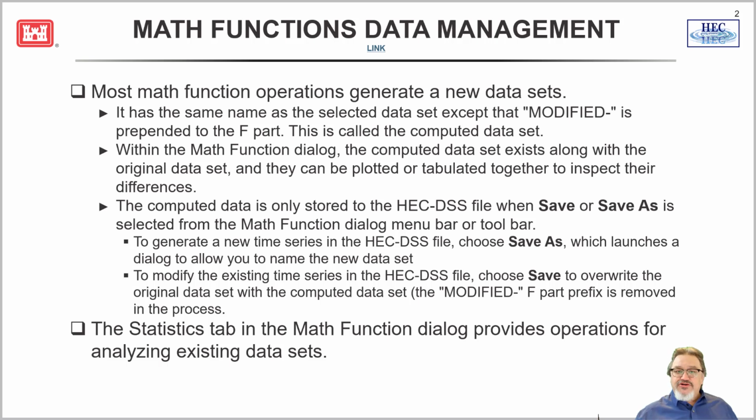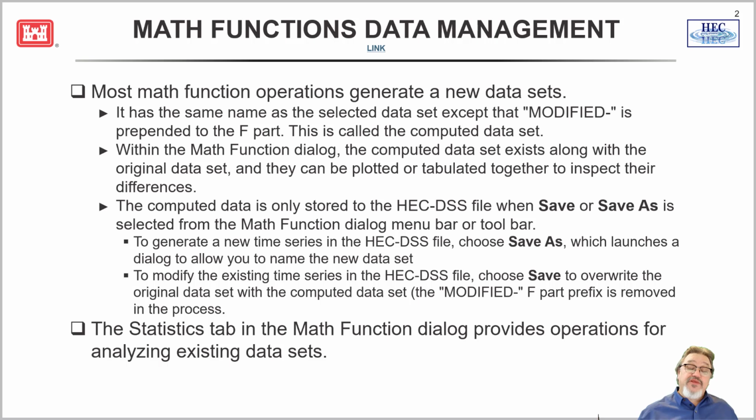So most math functions generate new data sets, and hopefully by now you know what we mean by a data set. We're talking about a time series that may be a portion of a record or may span multiple records. In other words, the D part of the time series path name is kind of irrelevant because we have a time window set, or the data set could be a single time series record, but it need not be.